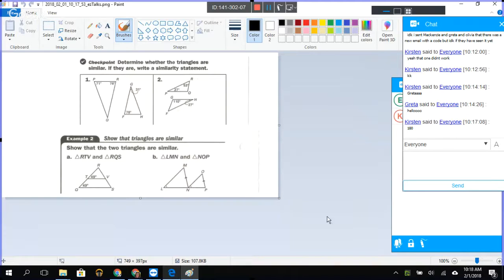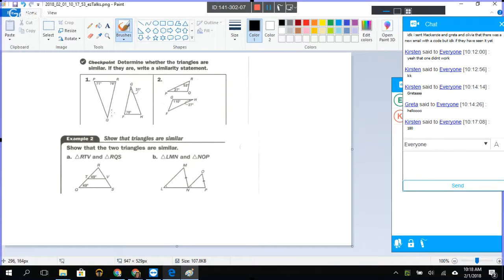Okay. So here we go. At the top, we have some triangles, right? We have PRQ and FGH. So PRQ has angles of 71 and 78. Oh, I'm sorry. What we're trying to do is figure out if the triangles are similar. And if they are similar, we're trying to write a similarity statement. So I'll show you what that means. So let's figure out if they are similar first. Okay, so this angle, let's just look at P, R, and Q.